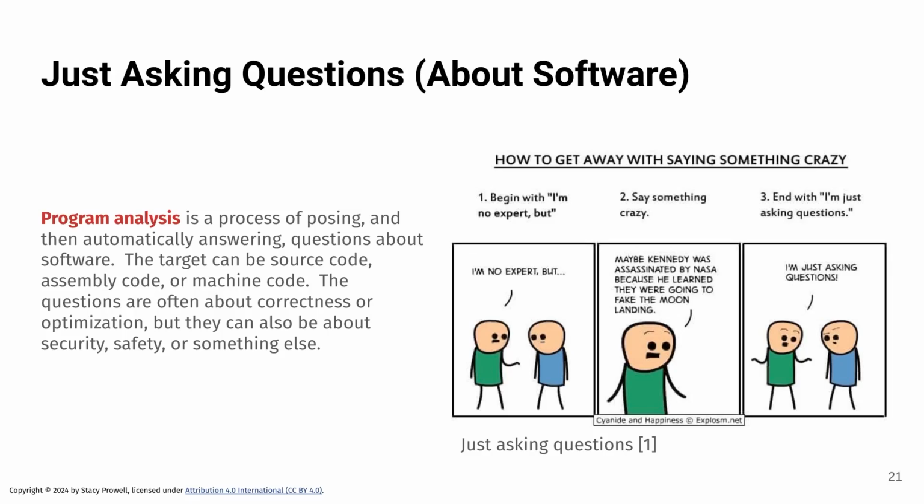Sometimes you might have a specification. Sometimes you might have a set of contracts. There's a number of different ways we can do this and a number of different artifacts we can use to do it. The questions can be about correctness. They can be about optimization, and they can be about security, right? Or any other thing. So program analysis is just our way of analyzing a program to answer questions.